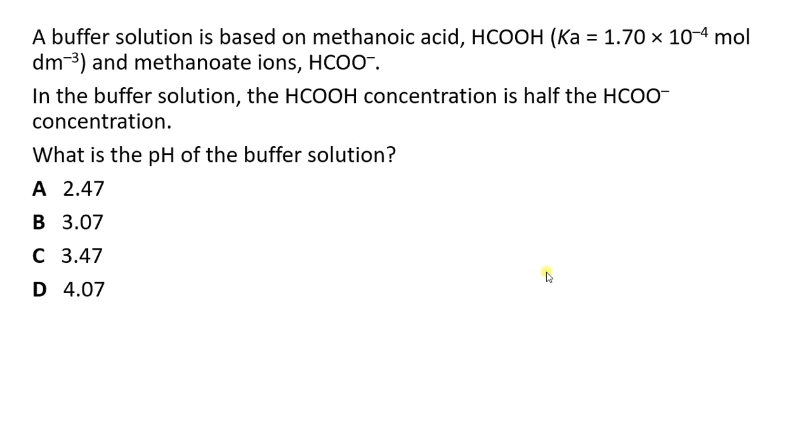A buffer solution is based on methanoic acid, Ka given, and methanoate ion. This is a 1 mark question, by the way. In the buffer solution, methanoic acid concentration is half of this concentration. What's the pH of this buffer solution? 4 choices given. Possibly you take an hour, a minute and a half to answer this.